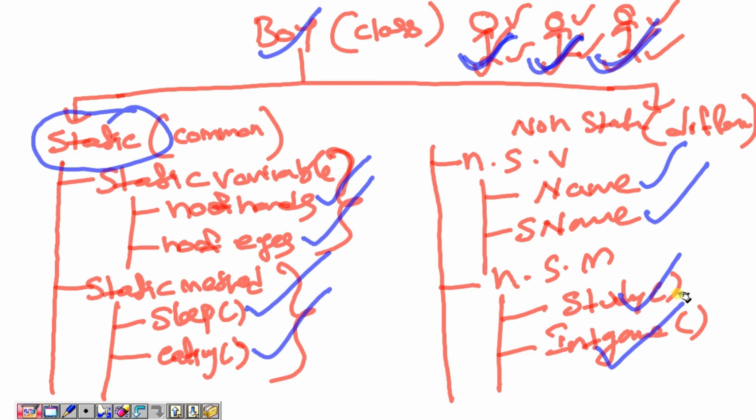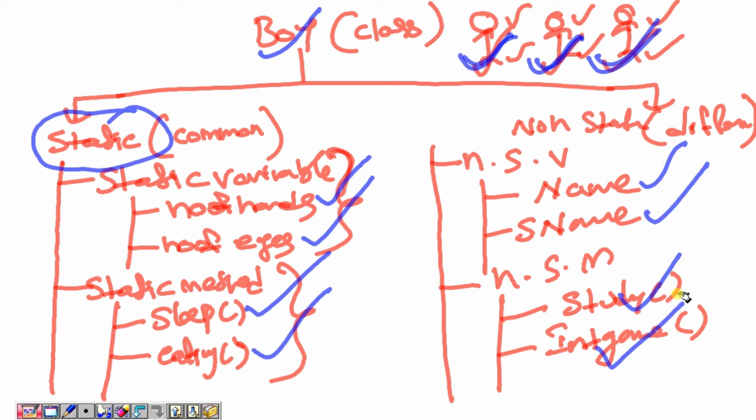Very simply, we can call static the common information in one class. All the objects share it, so we call it static. Different information for each and every object in one class, that we call non-static. Okay, now we understand very clearly what is static and what is non-static.